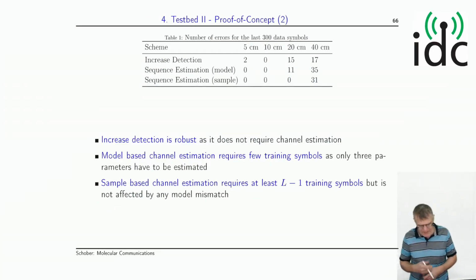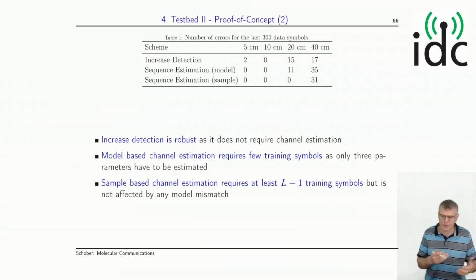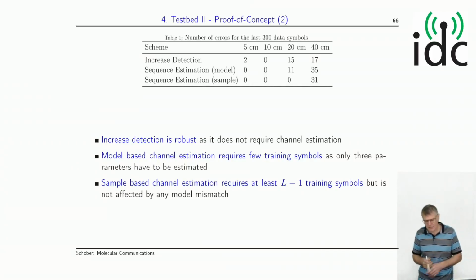Then we did an experiment where we actually counted errors for detection schemes, right? So we sent 300 data symbols. We sent some initial symbols potentially for channel estimation, and then we sent 300 data symbols, and we detected them after 5, 10, 20, and 40 centimeter. We used on-off keying and counted the errors. Of course, this is not statistically significant because we have only 300 data symbols. Nevertheless, it gives us an idea, right? I mean, of where this is going.